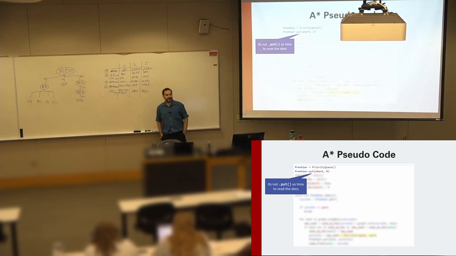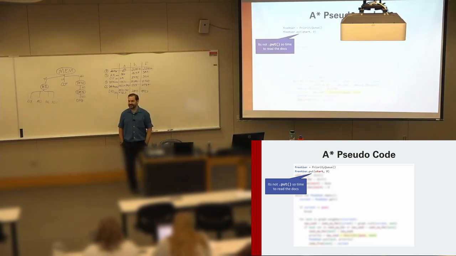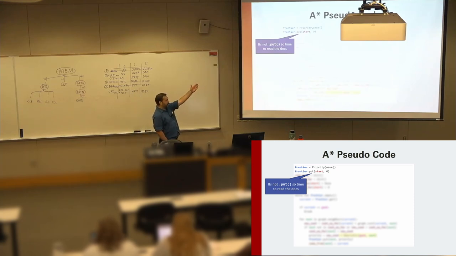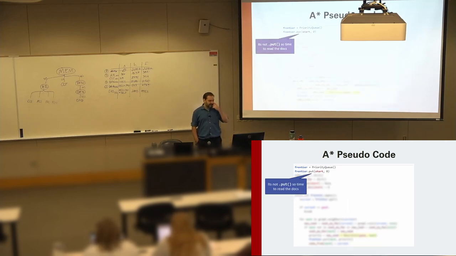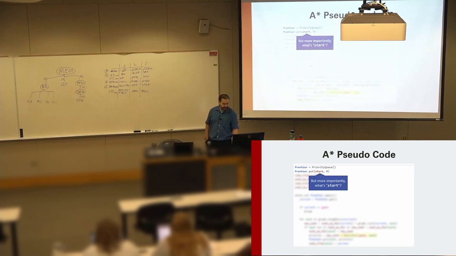But why I stress this is because it's pseudocode. Pseudocode means not real code. That priority queue doesn't exist. It's not an actual one. Again, this is not Java. And likewise, it's not called .put in Java. So you know what you have to do? You've got to dust off that old Java doc and read the manual. I know, I'm a monster. So it's not .put. Make sure you are familiar with that.